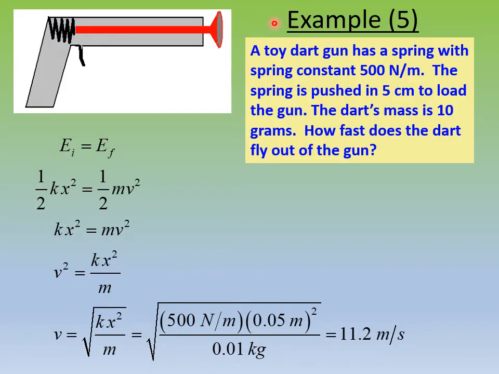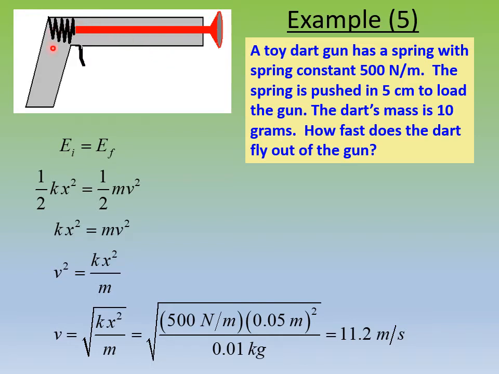Our next example is one that includes elastic potential energy. We haven't seen this yet in our examples. So we have a toy dart gun. It has a spring with a spring constant of 500 newtons per meter. The spring is pushed in 5 centimeters to load the gun. The dart's mass is 10 grams. How fast does the dart fly out of the gun?